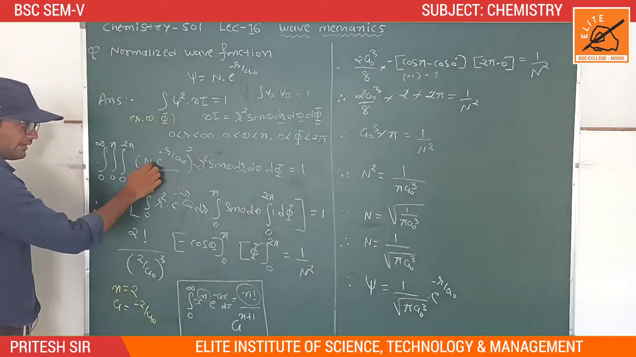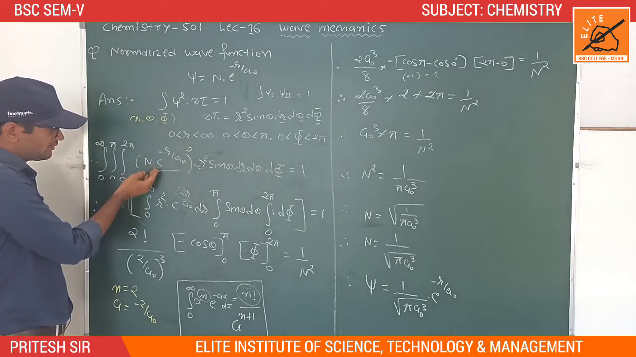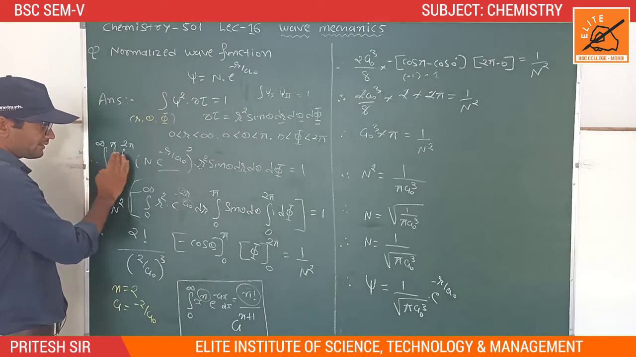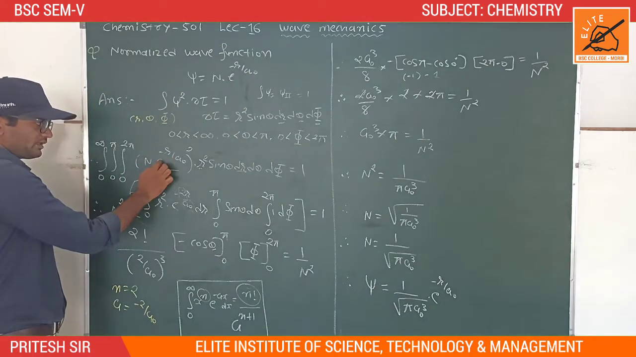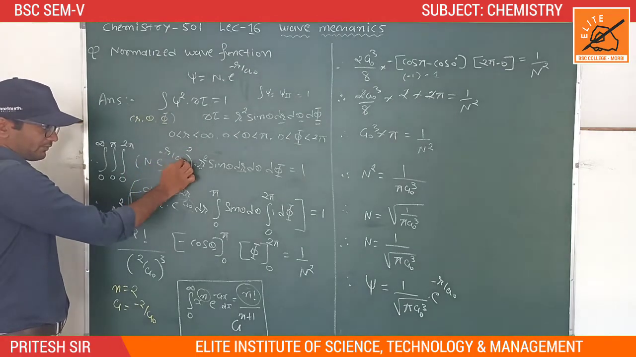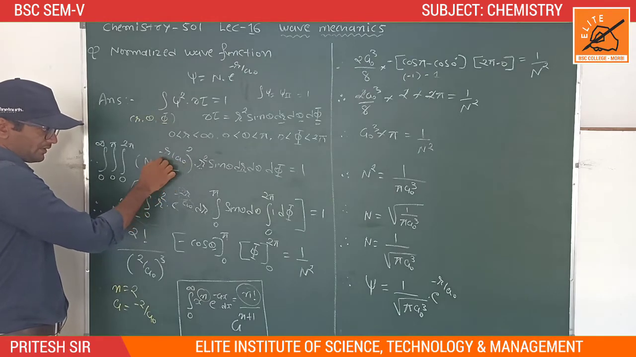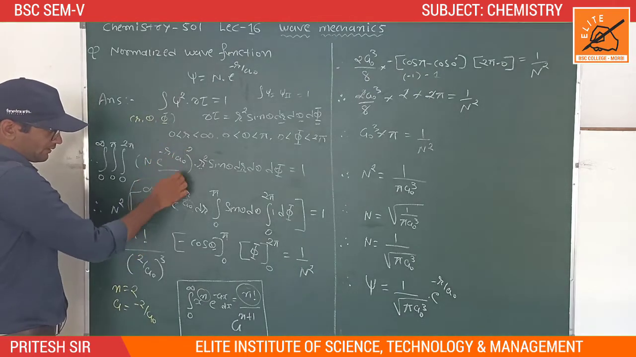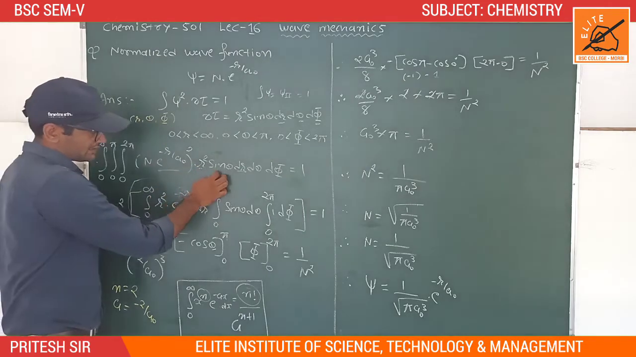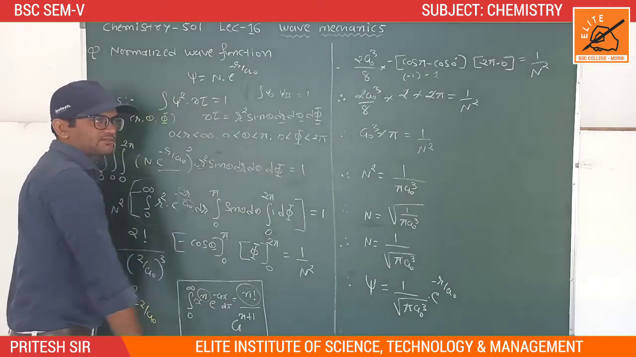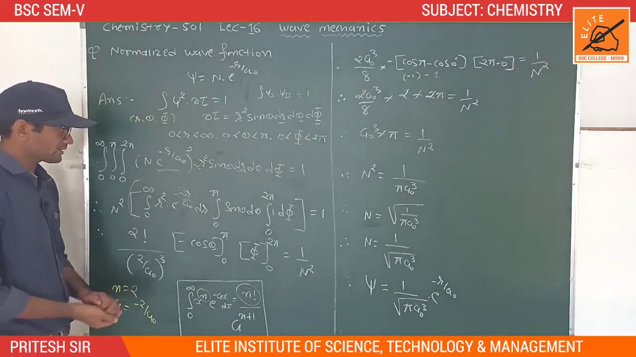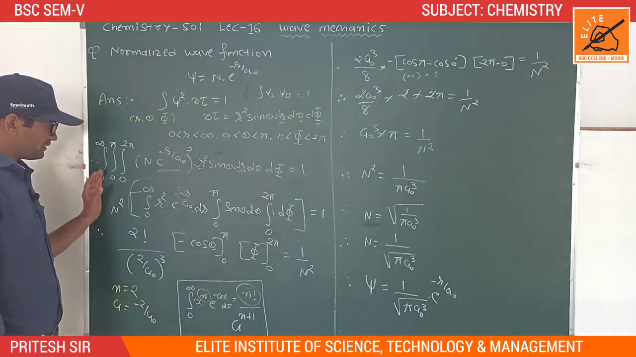So first one, N square, N is a constant so it goes outside of the integration, so N square here. e to the power minus 2r upon a0, it means square of e to the power minus r upon a0 is e to the power 2r upon a0 into r square sin theta dr d theta d phi is equal to 1. Okay, so first separate all the variables.